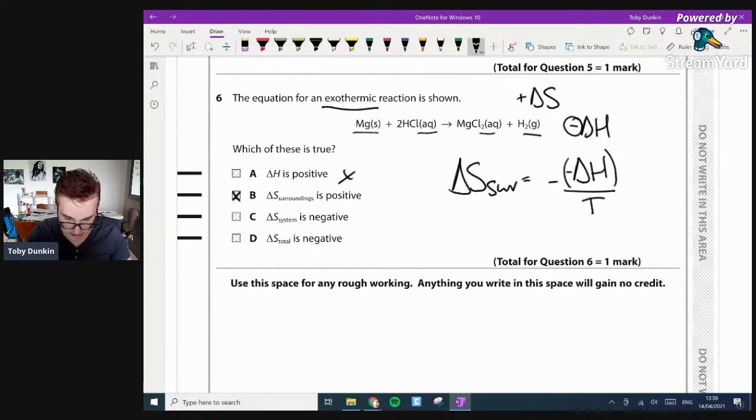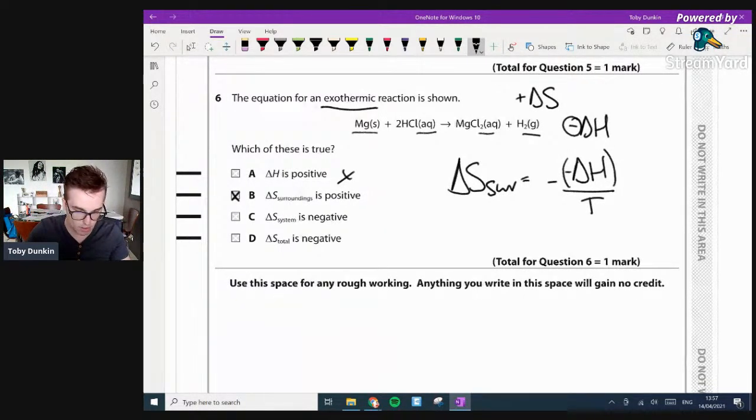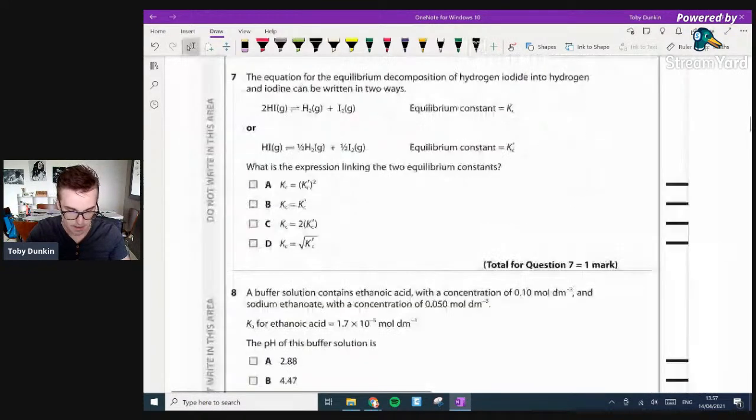It's very unlikely because the exothermic one will end up with a really large surroundings, and the entropy decrease is going to be small because we measure that in joules, whereas enthalpy is measured in kilojoules. So the delta H has a much larger impact on delta S total. That's probably incorrect as well. So I'm happy to go with my answer of B.